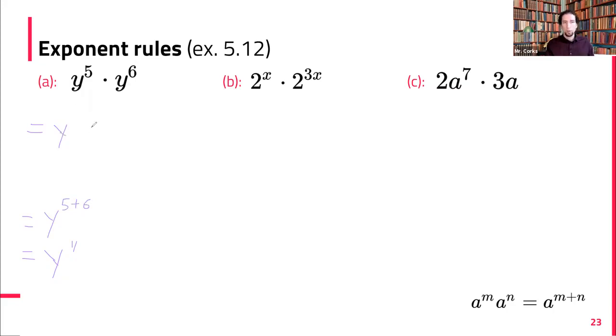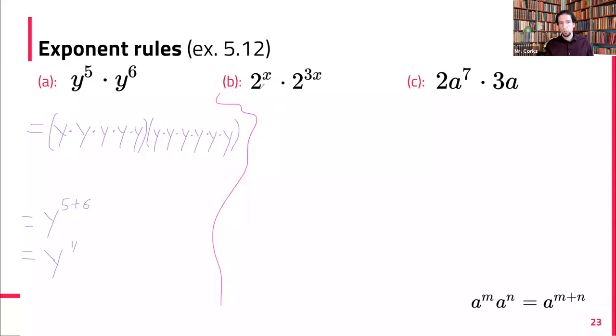If we just think for a moment about why this is, y to the exponent 5 is y times y times y times y times y, 5 times, and then also all of that multiplied by y times itself dot dot dot 6 times, and then we just add them together. How many y's do we have being multiplied together? We have 11 of them, so 5 plus 6, 11, so just 11. So that's the logic behind that rule.